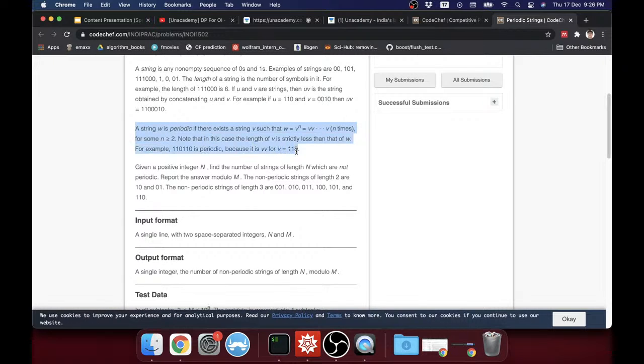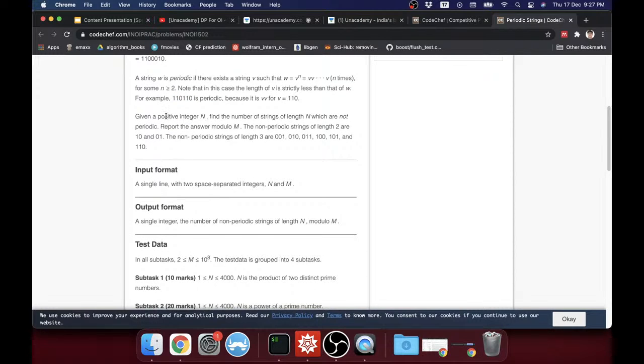Now this is the important definition of this question. A string is considered periodic if you can write it like this. That is, this string w is periodic because it can be written as a concatenation of some other string multiple times. So n has to be greater than or equal to 2, you can't just put the same string again. w equals w doesn't make sense. So for example, this is periodic. Why? Because 110 repeats itself, 110 and then 110.